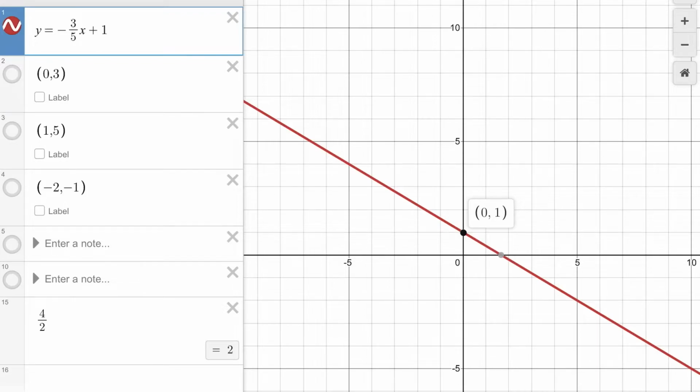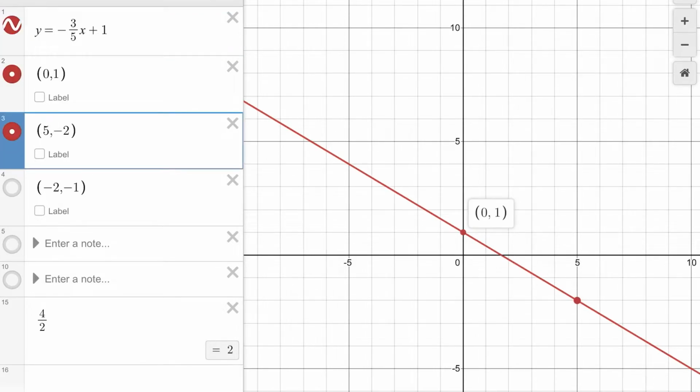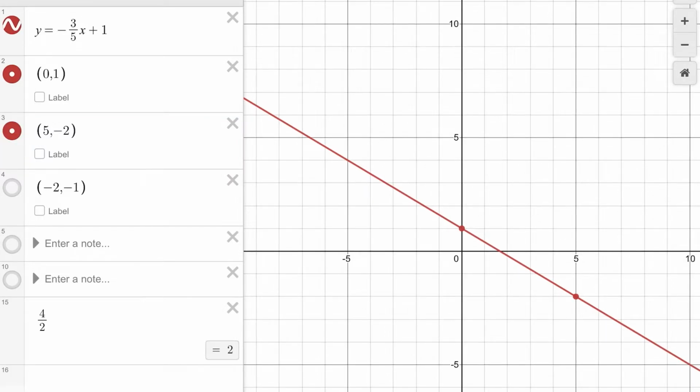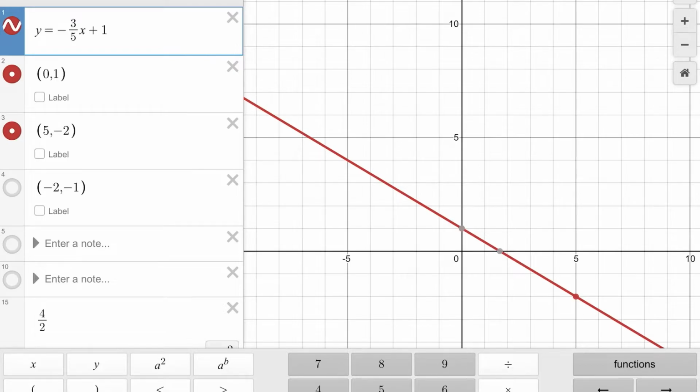And if I want to go from one point to another point here, I can see that we have the point (5, -2). It is going down by 3. So to go from this point to this point, I would be going down by 3 and to the right by 5, which is the slope that we have written out right here.